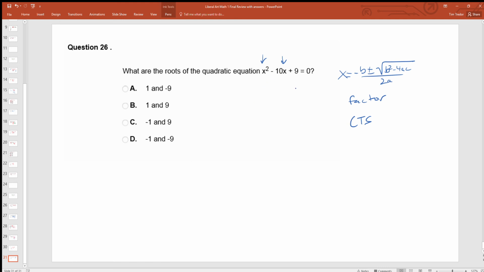If you use the box method or whichever method, you would find that the two factors are going to be x minus 9 and x minus 1. Set those equal to 0, and you're going to find x equals 9 and x equals 1 are your roots.